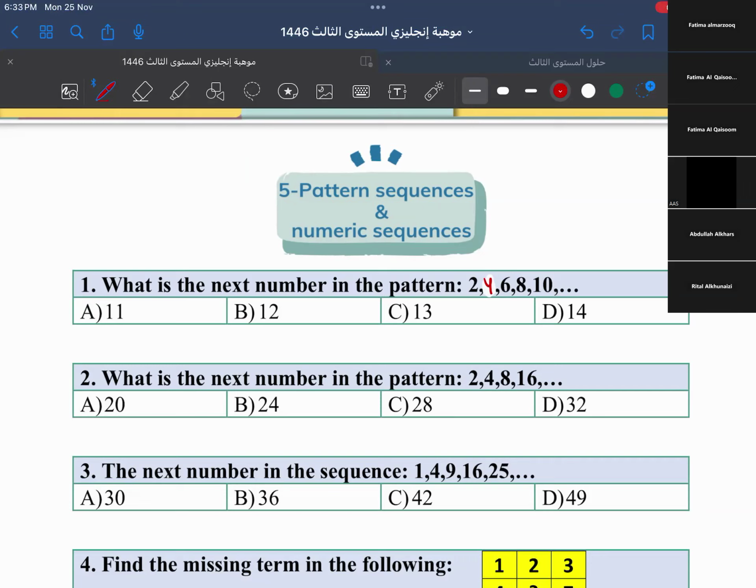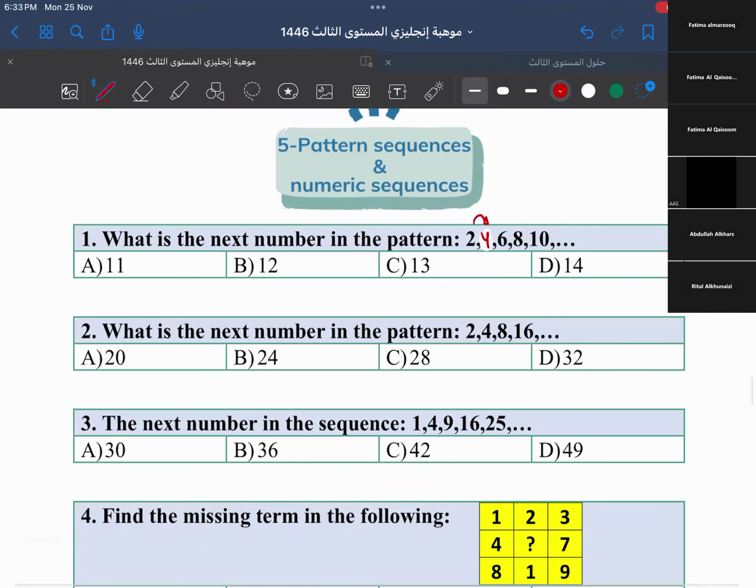Since we keep on adding 2, it's going to be 12 because 10 plus 2 is 12. Exactly, so here we're looking for the pattern, which is +2. Each time we add 2, so the next number would be 12. B would be the right answer.